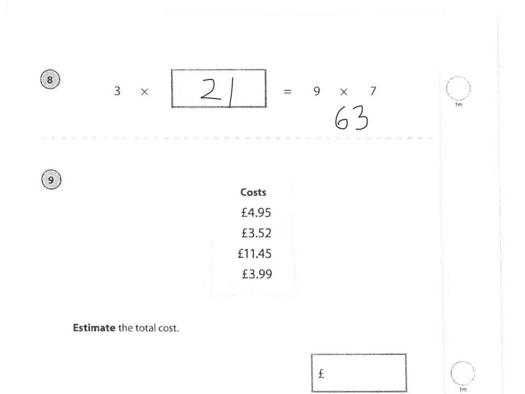Question 9. Costs are £4.95, £3.52, £11.45 and £3.99, and the question says to estimate the total costs. So what I would do here is round each of these numbers to the nearest pound, and the costs are as follows: £5, £4, £11 and another £4. And when we add those up, the first two numbers, 5 and 4, makes 9, 9 and 11 makes 20, and the final £4 gives us a grand total of £24.